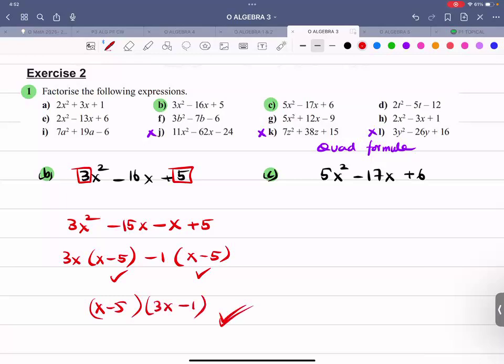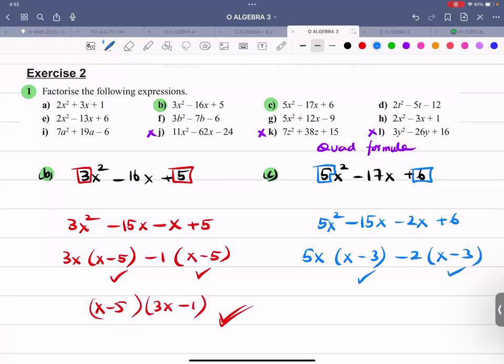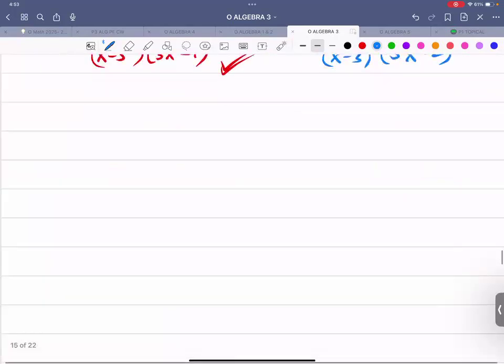That is the answer. Similarly, over here, this is 5. This is 6. 5 into 6 is 30. So 15 into 2. So therefore, that is negative 15x, negative 2x plus 6. And this is 5x squared. So 5x common, x minus 3, minus 2 common, x minus 3. Again, these two are the same. So therefore, this is x minus 3, 5x minus 2. We are just doing the factorization.